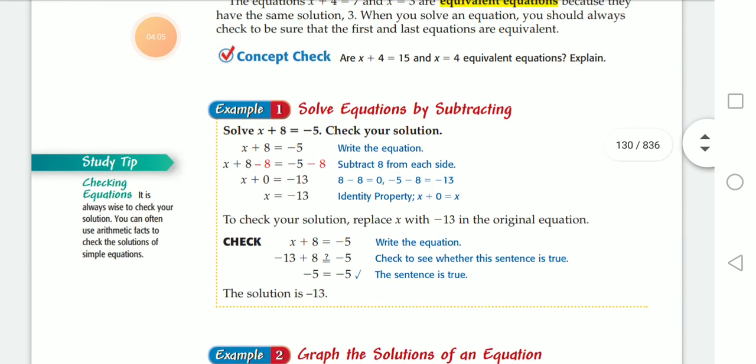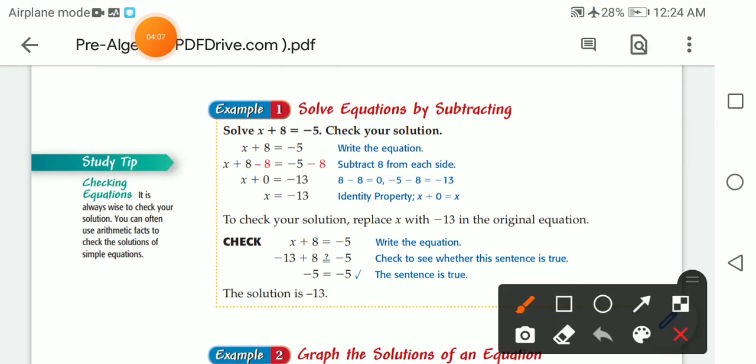Okay, I want to use the marker. So example 1: x plus 8 equals negative 5. What should I do? To isolate x, I add negative 8. Write the equation, subtract 8 or add negative 8 to each side. So the negative 8 gets rid of the 8, additive inverse. So here it will be x plus 0 equals negative 5 plus negative 8.